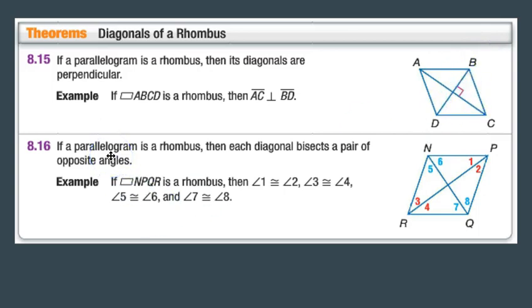If a parallelogram is a rhombus, then each diagonal bisects a pair of opposite angles. So, if parallelogram NPQR is a rhombus, then each diagonal bisects a pair of opposite angles. As we see here, angle 1 and angle 2 are congruent, 3 and 4 are congruent, 5 and 6, and 7 and 8 are congruent.